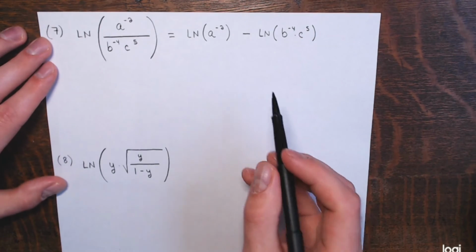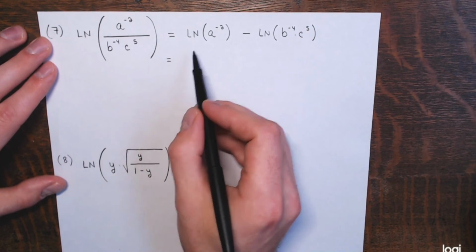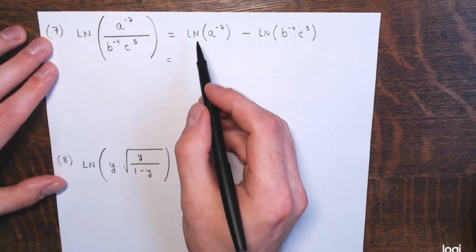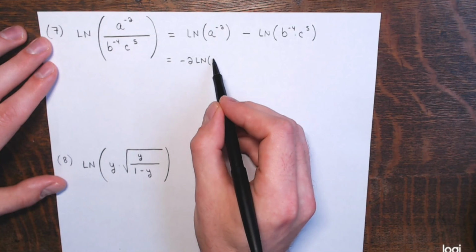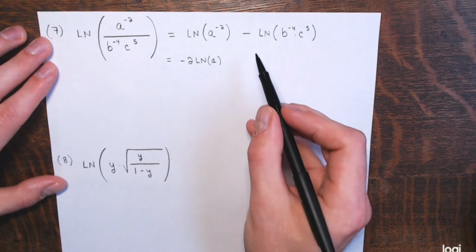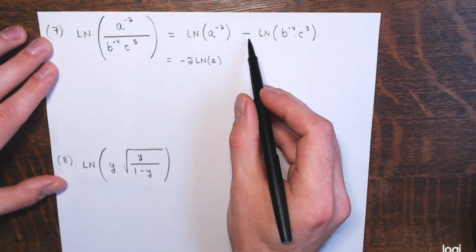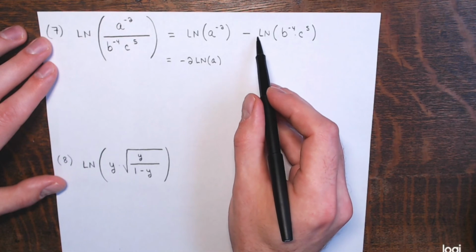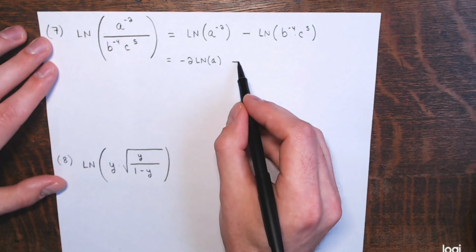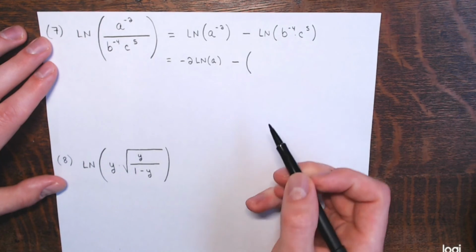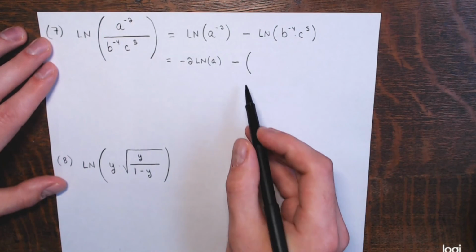And then in the first term, the first logarithm, I can use the power rule, pull that negative 2 out. Negative 2 times the natural log of just a. And then just as in the previous example, the number in front of the second log isn't 1, it's negative 1. So I have to make sure I do this: minus the quantity, minus, and then put parentheses, and then we'll distribute the negative 1.